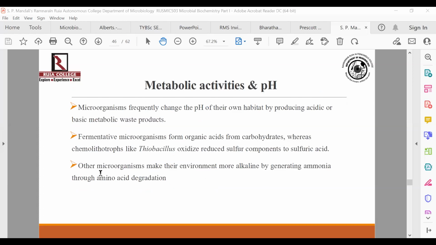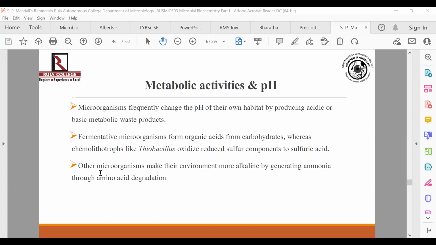Now, going ahead to metabolic activities and pH, please understand that the pH of a cell, of its cytoplasm, can get affected even due to metabolic activities. It depends on the ability of a microorganism. If a microorganism has the ability to produce acidic end products or alkaline end products, it is obvious that once these end products start accumulating inside the cell, they will start affecting the pH.